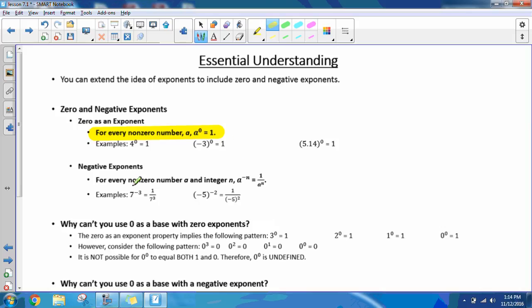Negative exponents. For every non-zero number a and integer n, a to the negative nth power equals 1 over a to the nth power. For example, 7 to the negative 3 power equals 1 over 7 to the third power. Negative 5 to the negative second power equals 1 over negative 5 to the second power.